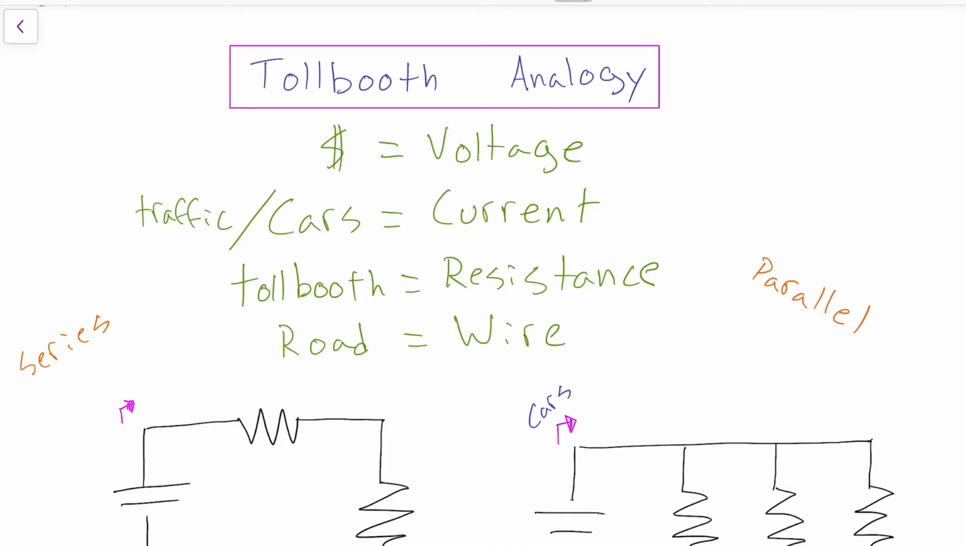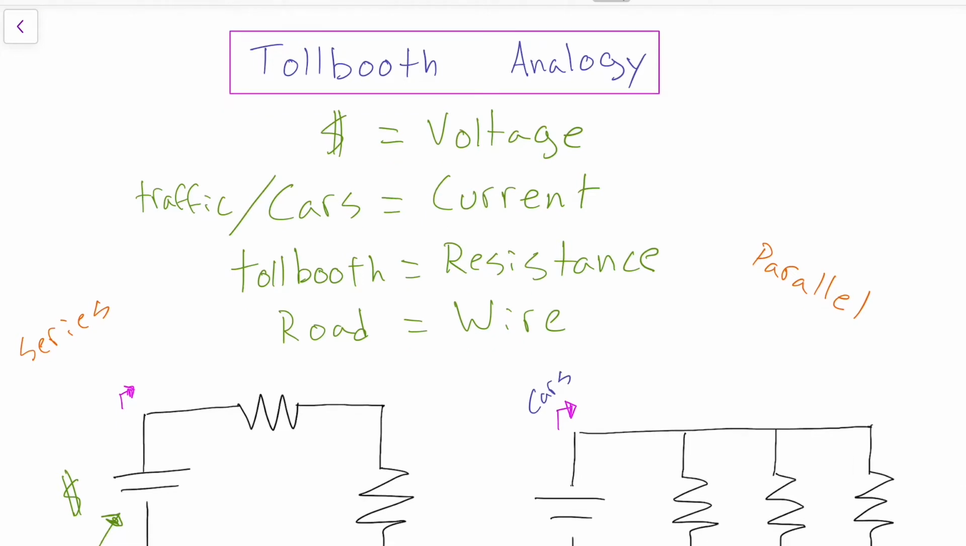So imagine that we are going on vacation. Doesn't really matter where it is, but we have to go through some toll booths on the way there. And the voltage, that's the amount of money that you have in your pocket. So this power source over here, that voltage source, that is the amount of money that you have to spend at the toll booths. These resistors, those are the toll booths.